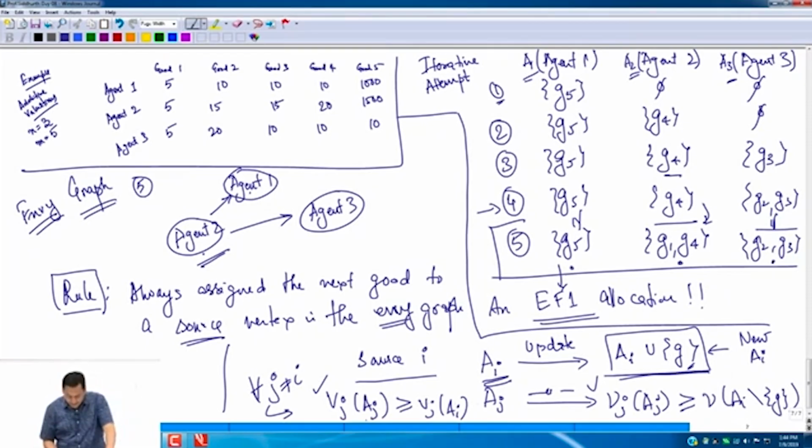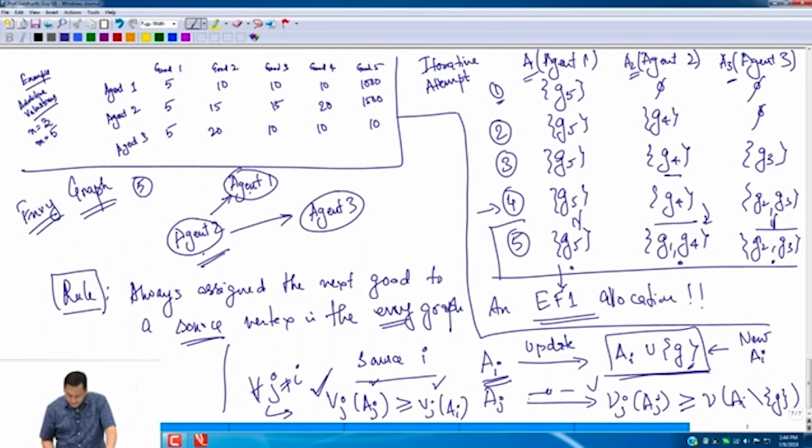But before the update, I had this particular inequality. If I looked at the agent J, so again, both sides, left hand side and the right hand side here, are with respect to J's valuation, then I had this inequality. Why? Well, because J was not envying I. No one was envying I, hence J was also not envying I. So this is the inequality I had up front.